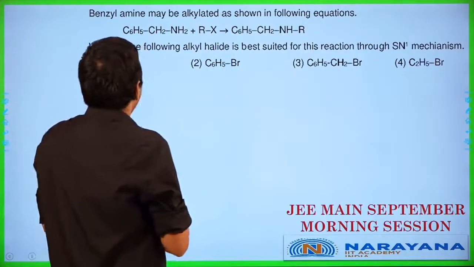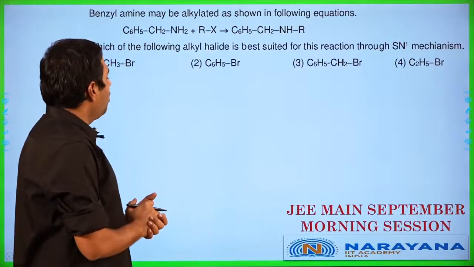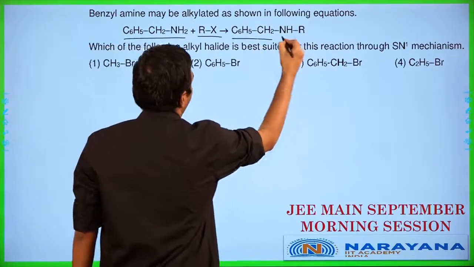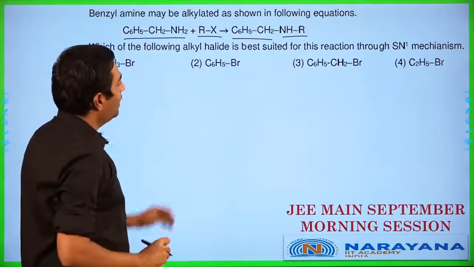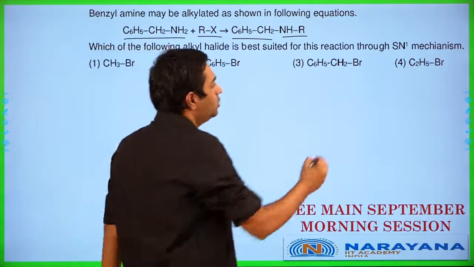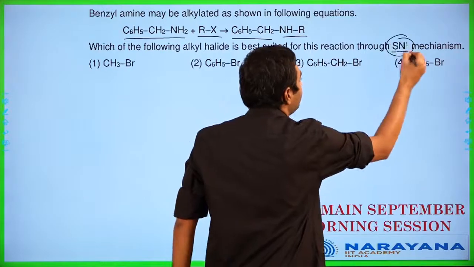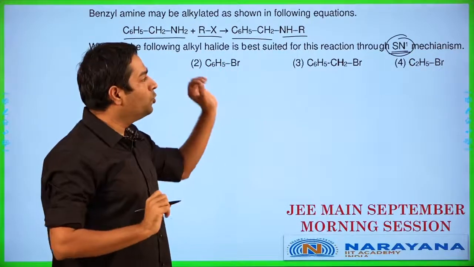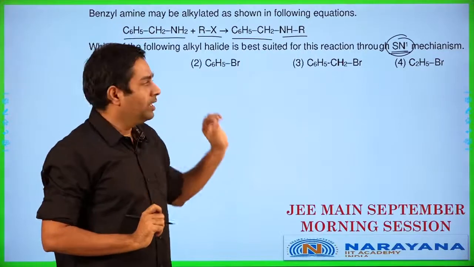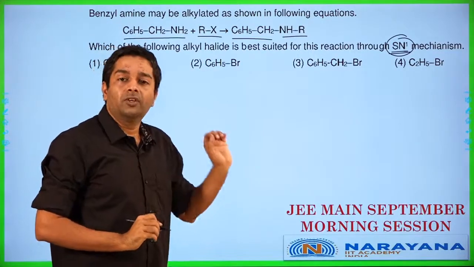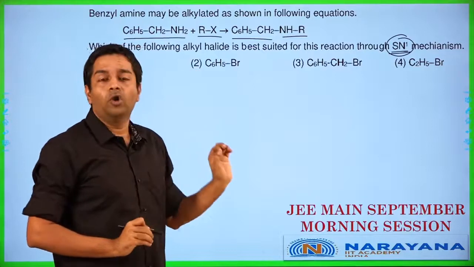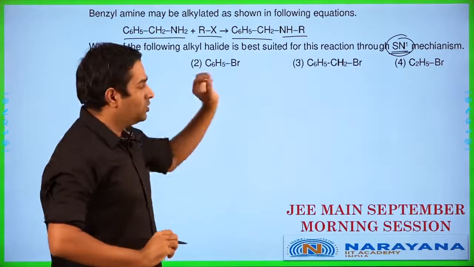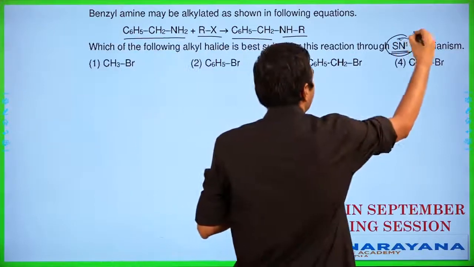Okay, benzylamine may be alkylated as shown in the following equations. We have this plus RX. Which of the following alkyl halides is the best suited for this reaction through SN1 mechanism? In this particular question, as you can see, they have clearly told you what the mechanism is going to be. If they have given you the mechanism, our job is to basically follow that religiously and not question what they have given over there. So the question is directly giving us SN1 mechanism.